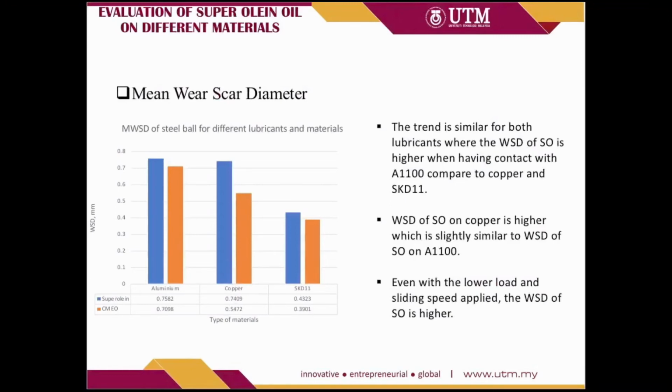Even with the lower load and sliding speed applied, the wear scar of superolin is higher. This is because of the chemical attack on the rubbing surfaces by the fatty acid in the superolin. The unsaturated double bond of fatty acid molecules was exposed to the chemical reaction, which causes brittleness and weakens the metal surface. Thus, it will increase the wear and widen the wear scar.